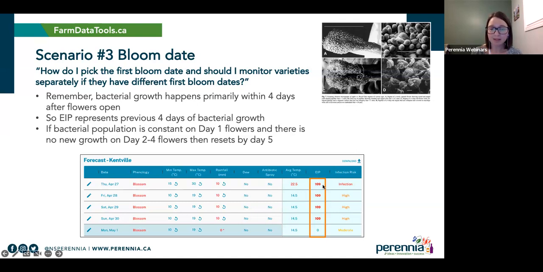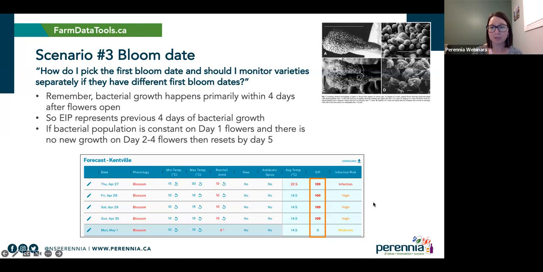So, you know, you just started the model on those 1 day old flowers, it's going to be 109. Then they're 2 days old, it's going to be 109. They're 3 days old, it's going to be 109. They're 4 days old, it's going to be 109. When they're 5 days old, they're not supporting bacterial growth anymore, because remember that stigma has aged. So the model is then going to say it's 0, because those new flowers that are opening under these temperature conditions, the bacterial population is not building.